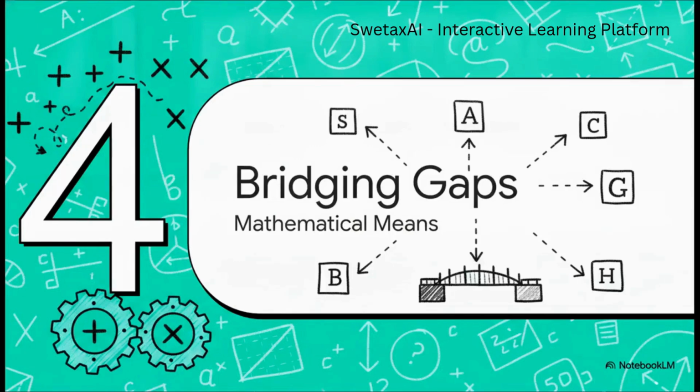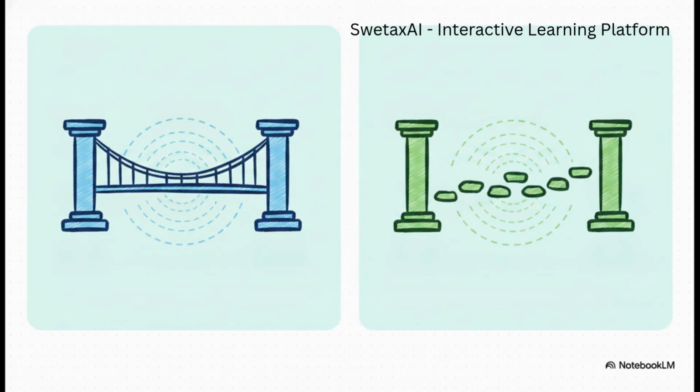Which brings us to Section 4, Bridging Gaps with Means. So what is a mean in this context? It's essentially a mathematical bridge inserted between two numbers so that they form a completely valid sequence.